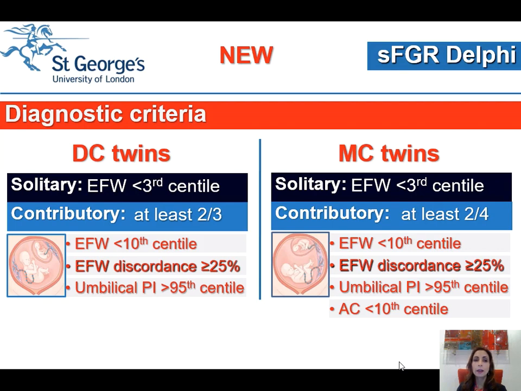Certainly most of the new studies that have been published in the last year have used these diagnostic criteria for selective fetal growth restriction in twin pregnancies, and therefore to some extent there is a consensus that we can use the same diagnostic criteria wherever we are or wherever we practice.